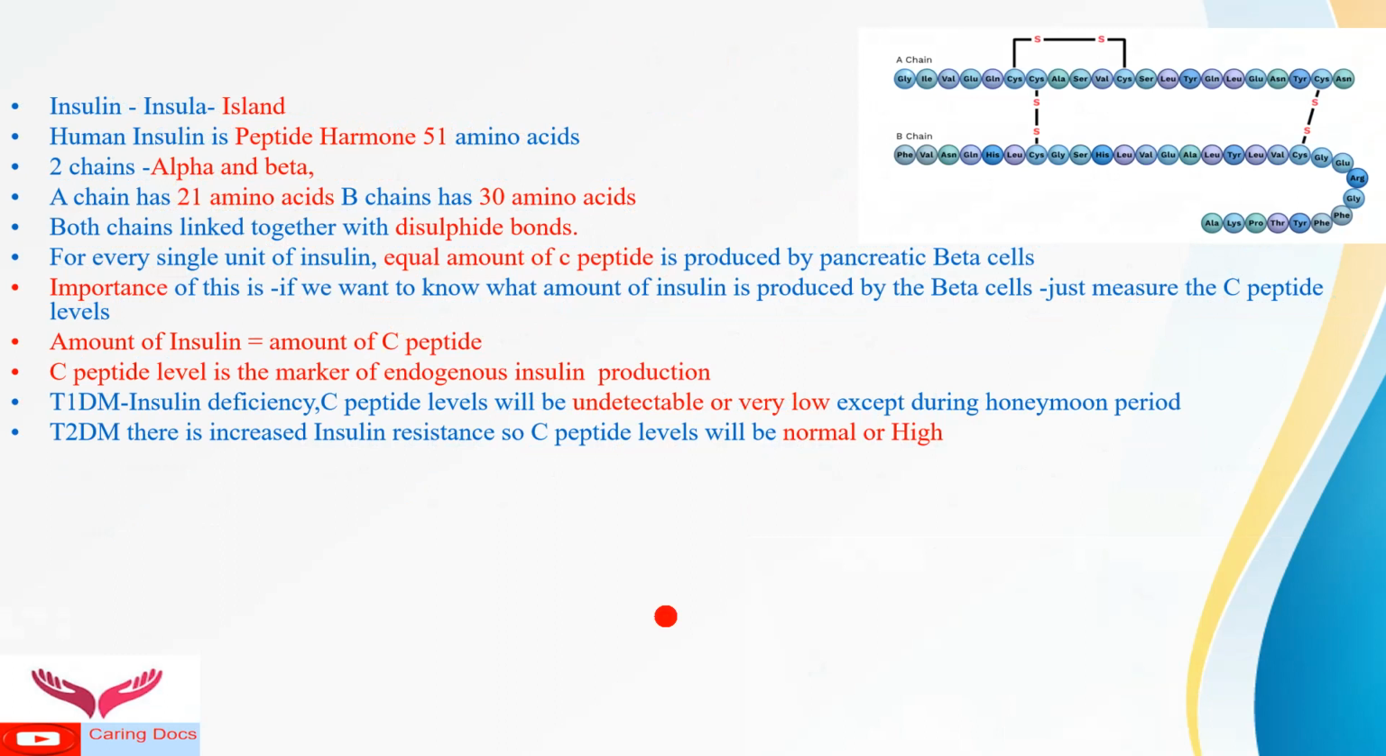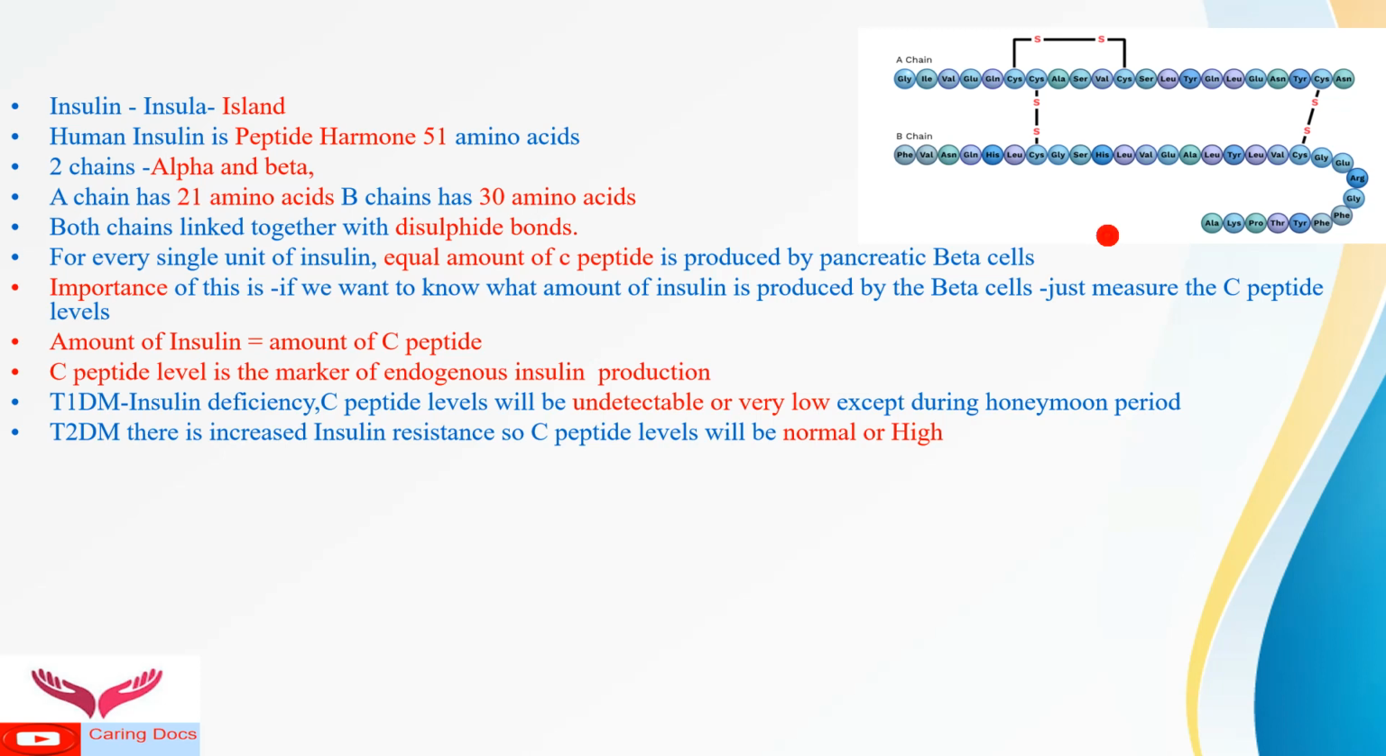So insulin, the actual word is insula, meaning island. It is a peptide hormone. It contains 51 amino acids. It has two chains, alpha and beta. This is the alpha chain and this is the beta chain. They are connected by disulfide bonds. The alpha chain has 21 amino acids and the beta chain has 30 amino acids. Both chains are linked together by disulfide bonds.